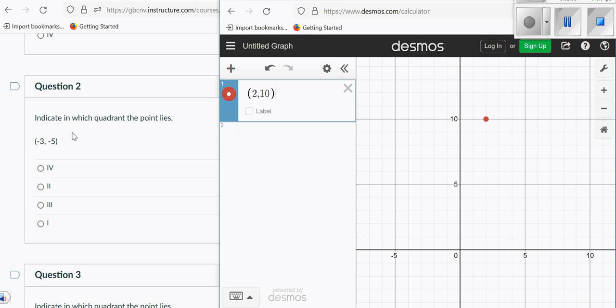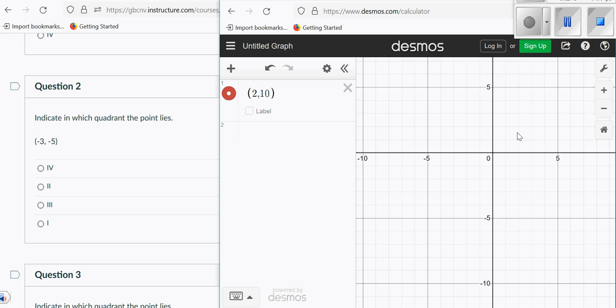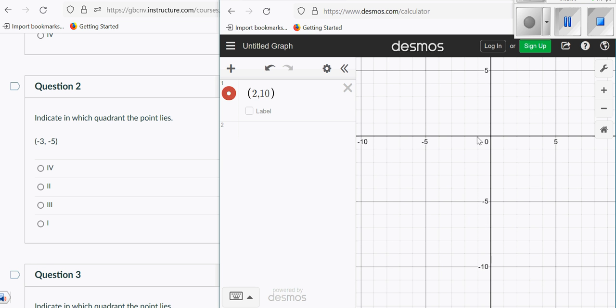Now, question 2, indicate which quadrant the point is in. Here we have -3, -5. So then you can see here is 1, 2, 3 in the negative direction. And for y, it goes in the negative direction, going down. So here will be -3 and then -5. So this will be our point.